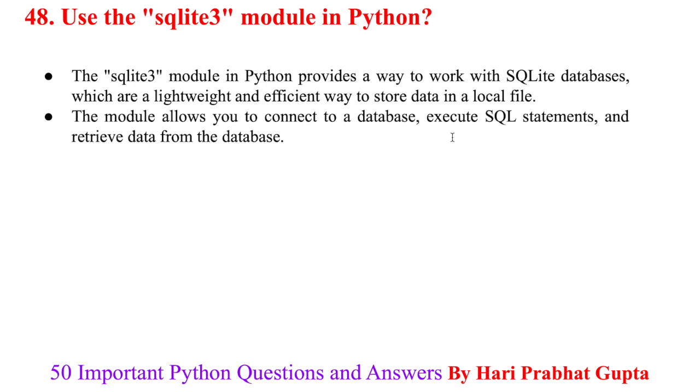To use the sqlite3 module, you first need to establish a connection to the database using the connect function, which takes the name of the database file as the argument. Once you have a connection, you can create a cursor object using the cursor method, which allows you to execute SQL statements and retrieve data from the database.